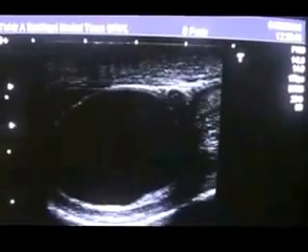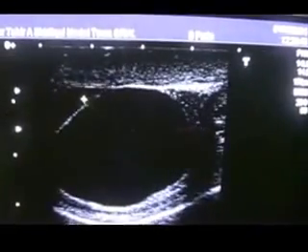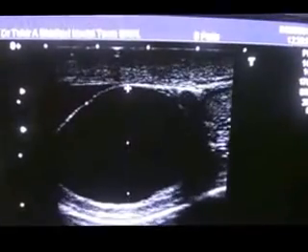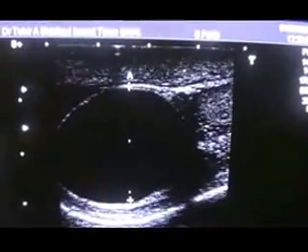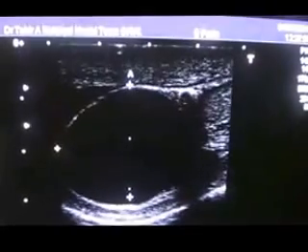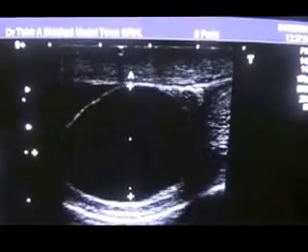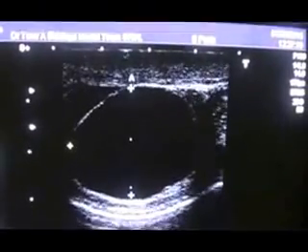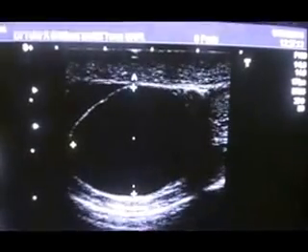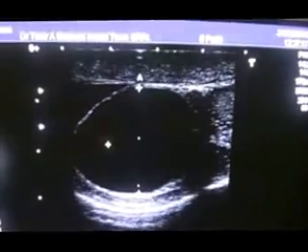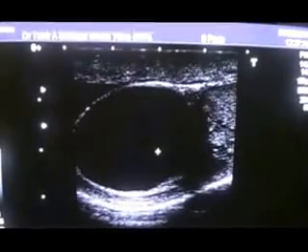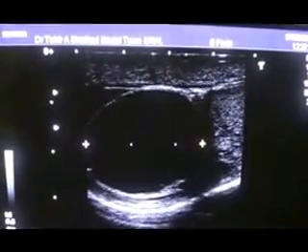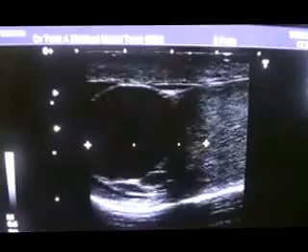a cystic area, thin walled with fluid around. You see, this is the fluid around it, and this measures approximately 2.16 centimeters by 2.6 centimeters. So this is the dimension.